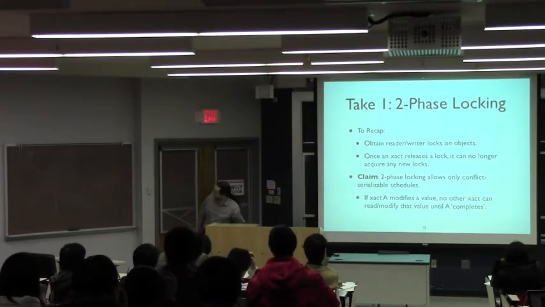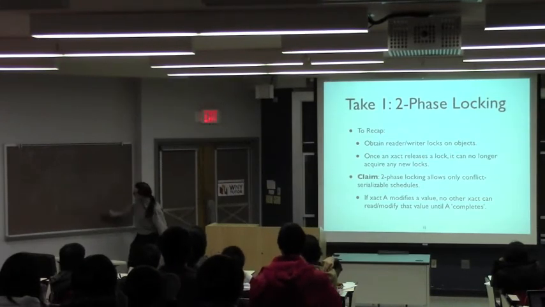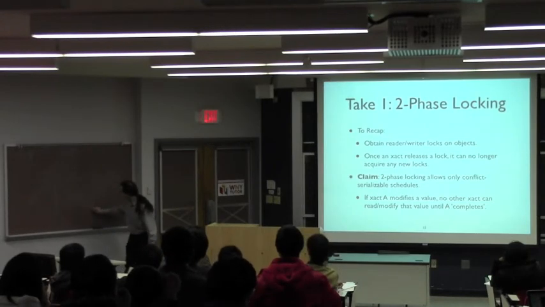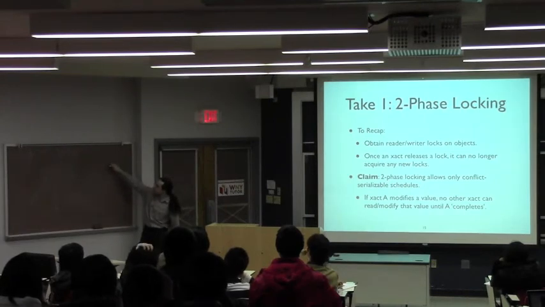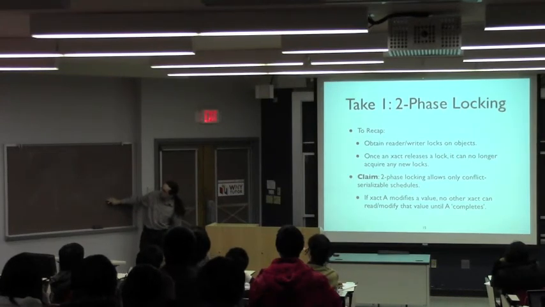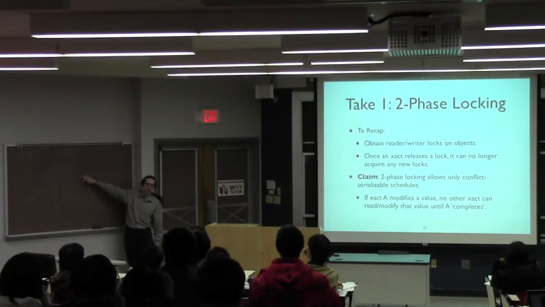So we have something like this, where transaction two writes A, takes a pause. Meanwhile, transaction one comes along and performs a write on A.